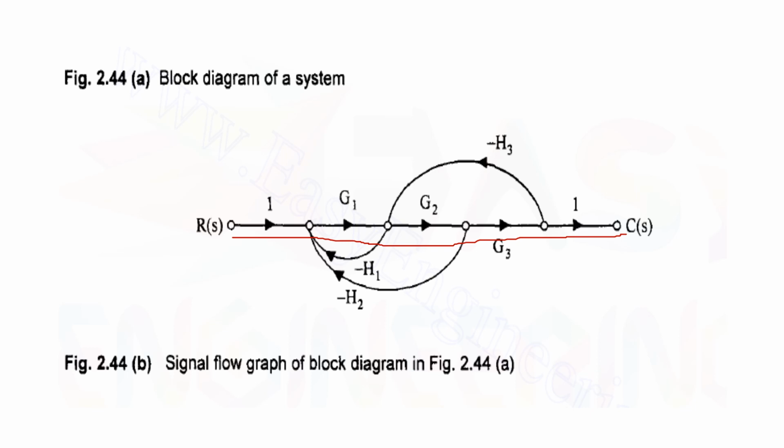Now coming to the number of loops, let's check how many loops we can find. I have one simple loop here, which is minus G1 H1. Then I have one more loop starting from this node and ending at this node, so it is G1 G2 minus H2. Another loop is here, G2 G3 minus H3. Can I find any other loop other than these? I have got only 3 loops in this particular signal flow graph.